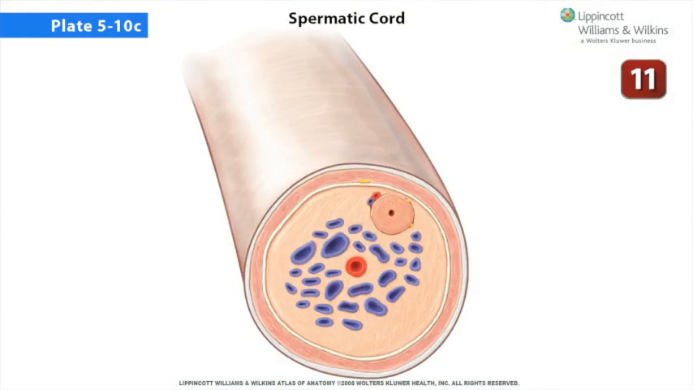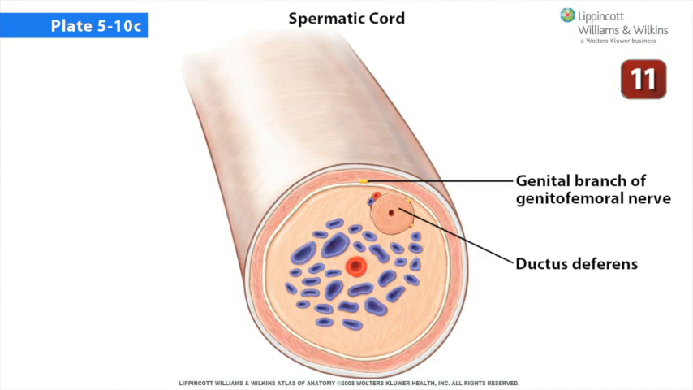At the core of the spermatic cord are four major structures that also traverse the inguinal canal: the ductus deferens, which transports sperm from the scrotum to the pelvis; the genital branch of the genitofemoral nerve, which, in addition to providing motor innervation to the cremaster muscle, also provides sensory innervation to the skin of the scrotum; the testicular artery, which is a branch of the abdominal aorta; and the testicular vein, which drains into the inferior vena cava on the right side and the left renal vein on the left.